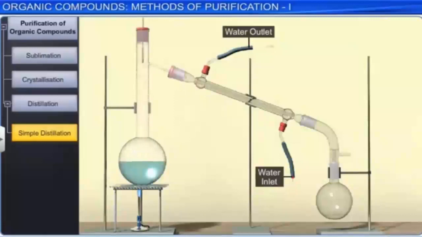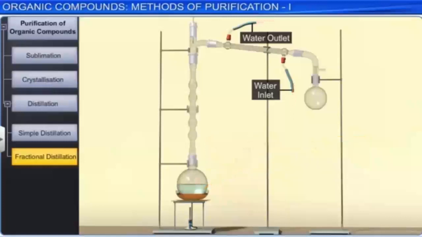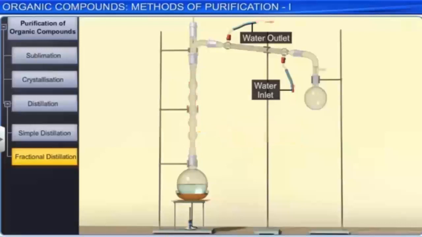Another technique called fractional distillation is used to separate liquids which have a small difference in their boiling points. In this technique, a fractionating column is fitted over the mouth of the round bottom flask. The purpose of the fractionating column is to increase the area of the cooling surface and to provide hurdles to the ascending vapors. The vapors of a liquid mixture are passed through this column before condensation.